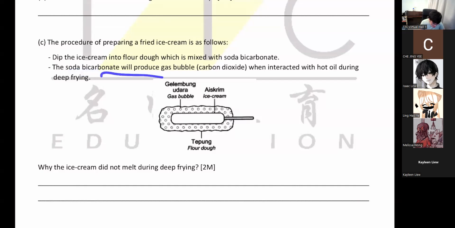So baking soda, they will create gas. Can you see all these gas bubbles? So when you put this under hot oil, all this hot oil is around it, but air is an insulator, so you will keep the inside cold.